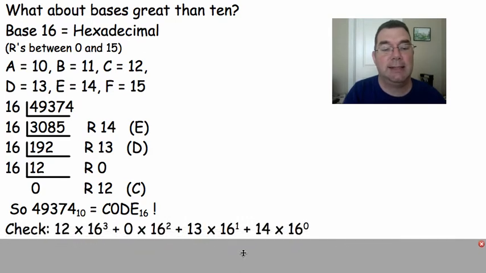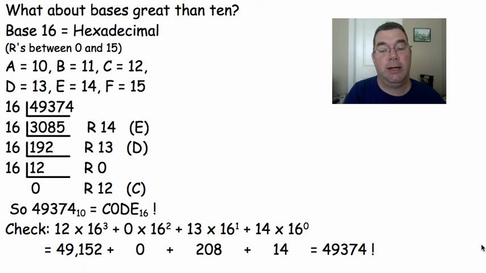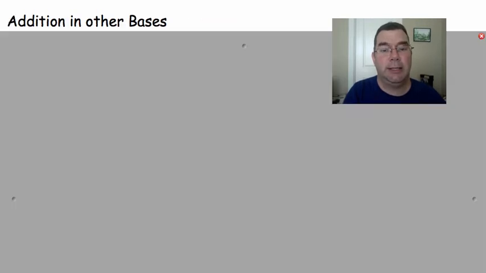And if you check that, take C, which is 12, multiply it by 16 to the third, take 0, multiply it by 16 squared, take D, which is 13, and multiply it by 16 to the 1, and take E, which is 14, and multiply it by 16 to the 0, and all of that adds up to 49,374, which is the number that I started with. Okay, so that's just converting back and forth between bases that are bigger than 10.